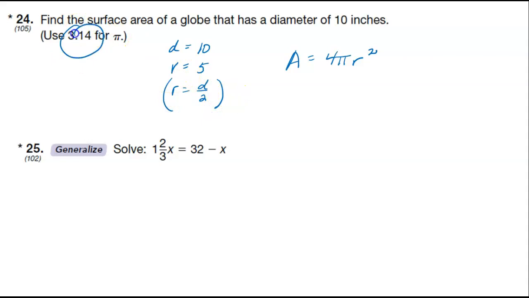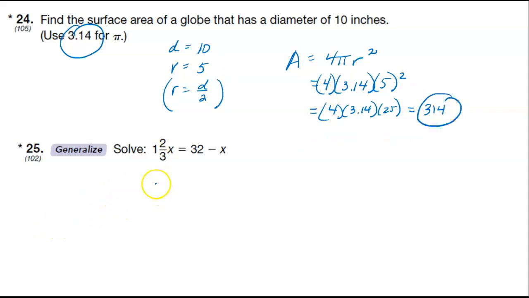And it says to use 3.14 for pi, so let's plug and chug. 4 times 3.14 times 5 squared. So that's 4 times 3.14 times 25, which is 314.